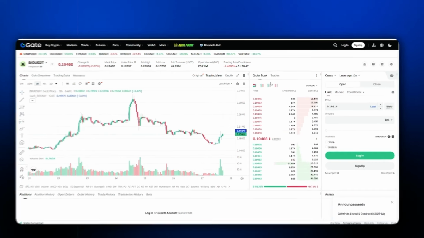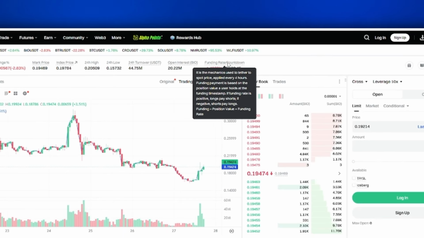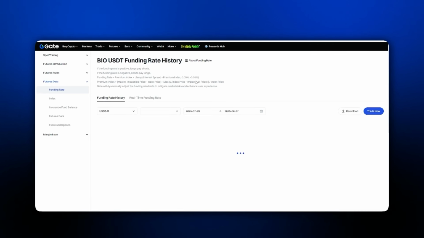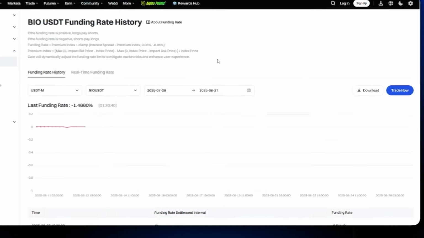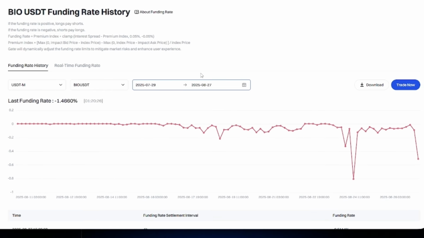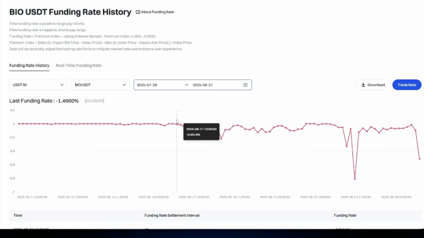Many exchanges have a funding history where you can see how funding was paid over the last days, weeks, or even months. This is a very convenient feature because it allows you to see if the rate is stable or jumping around. Based on that, you can decide whether to use a short-term strategy or a long-term one.